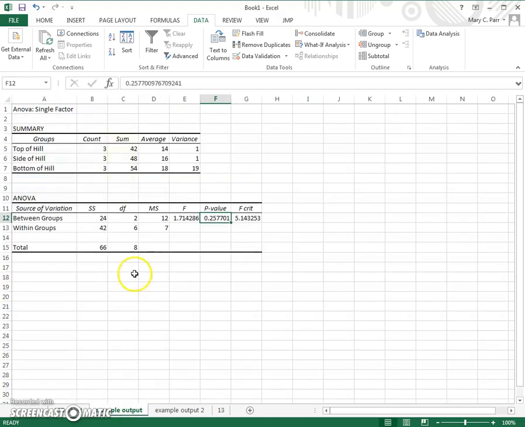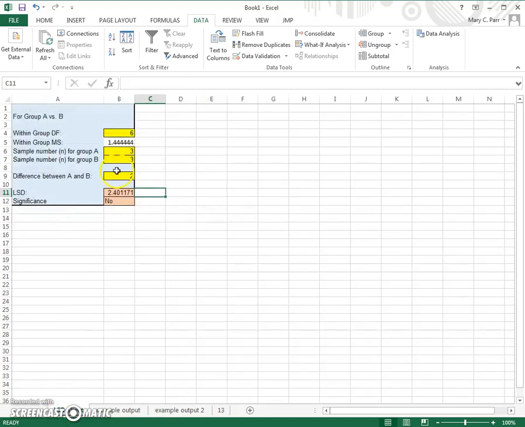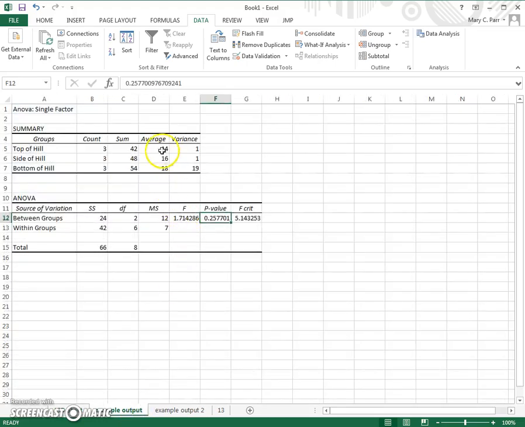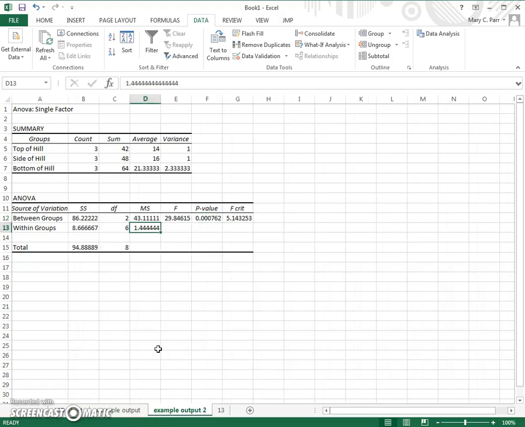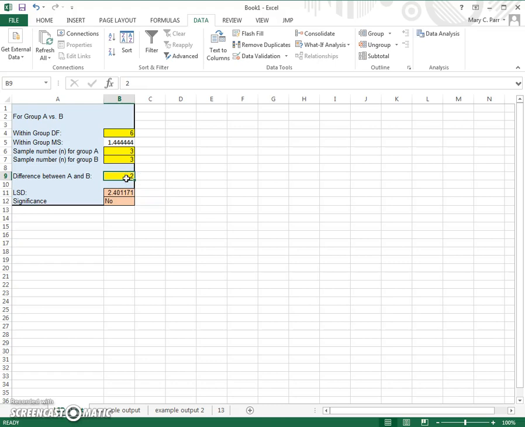Now, if we look at 16 versus 18, we can go back, and that's also 2. But if we want to look at the top of the hill versus the bottom of the hill, 16 versus 21, we can do 21.33 minus 16. Since I'm not going to calculate that off the top of my head, I can just type it in here. If you put an equal sign before it and push enter, it will calculate that for you. Now this one is, yes, significant.